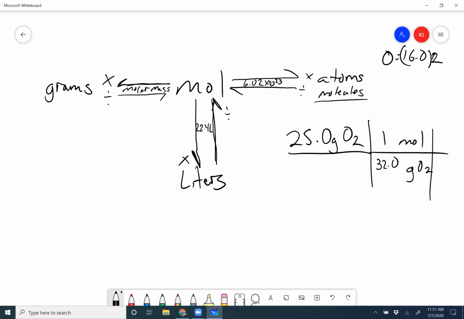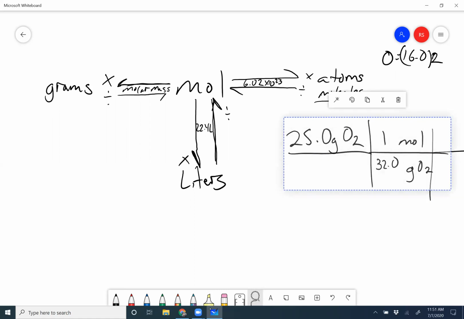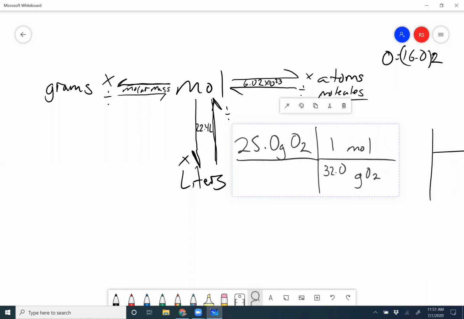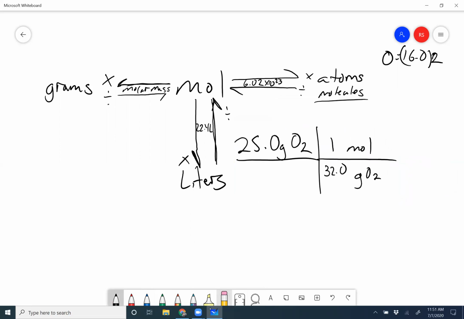32 grams. And then, lasso. Move over. There we go. Now, to get out of the mole, we want to use this conversion factor, 6.02 times 10 to the 23rd molecules. So taking 25, dividing it by 32, and then multiplying it by 6.02 times 10 to the 23rd is the number of molecules in a 25 gram sample of oxygen. So we can use this little roadmap here to convert from any number to any of the other numbers with the different units.